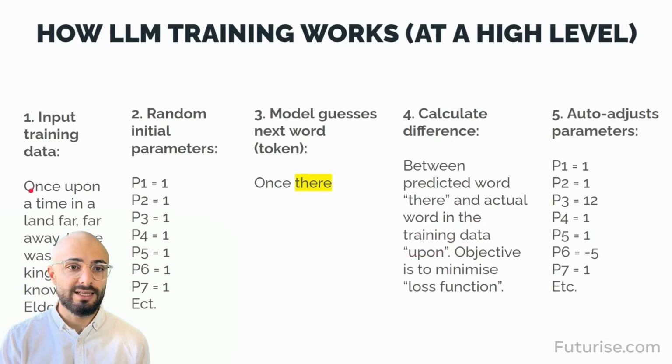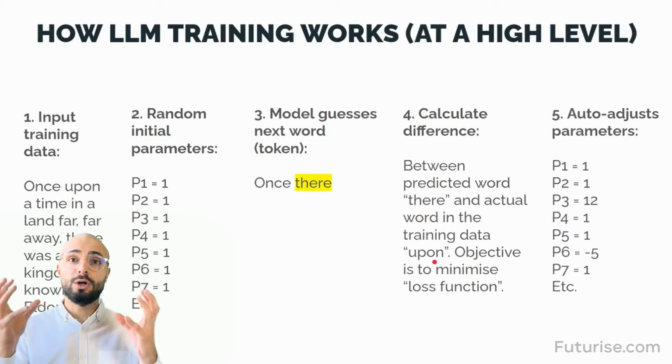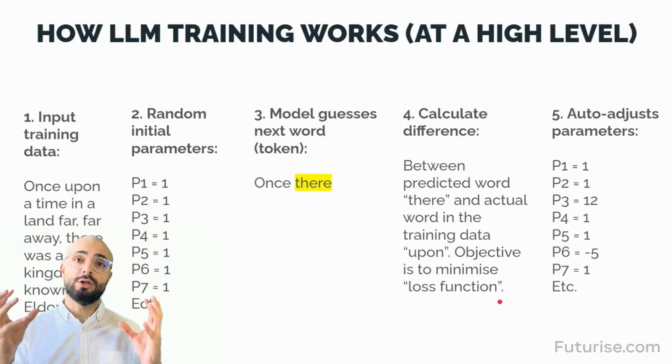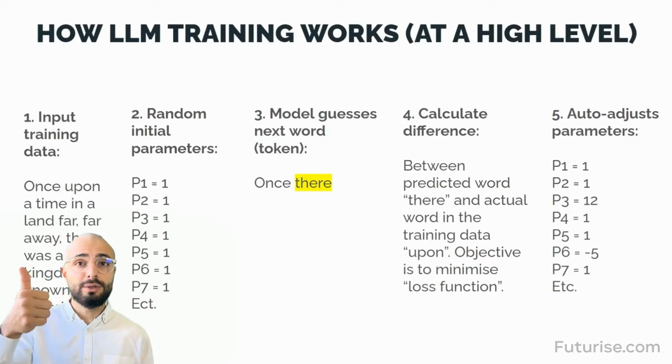So if we look at the training data, it says "once upon". So it predicted "there", but it should have been "upon". So what it does is it tries to calculate the difference mathematically. It's able to quantify these words using math, and it tries to minimize what they call a loss function. Don't worry too much about how that actually works, but basically they're trying to calculate the difference between what was predicted and what should have been predicted based on the next word.